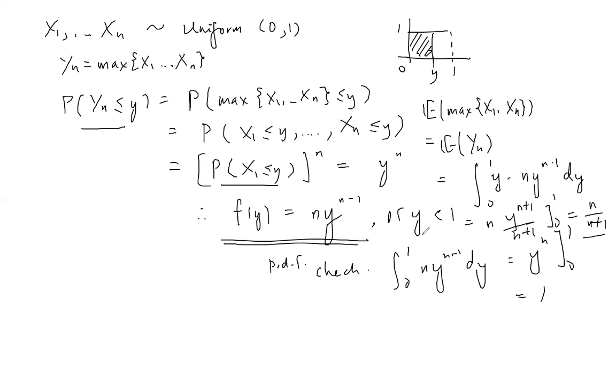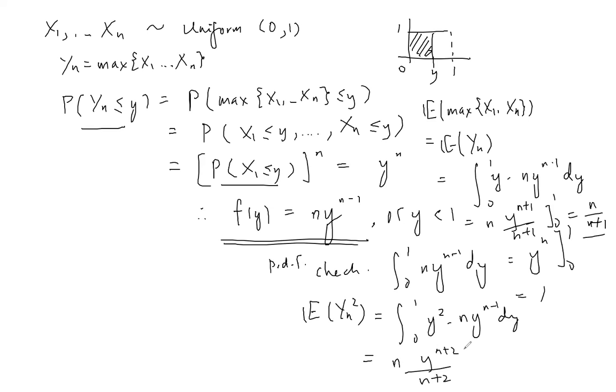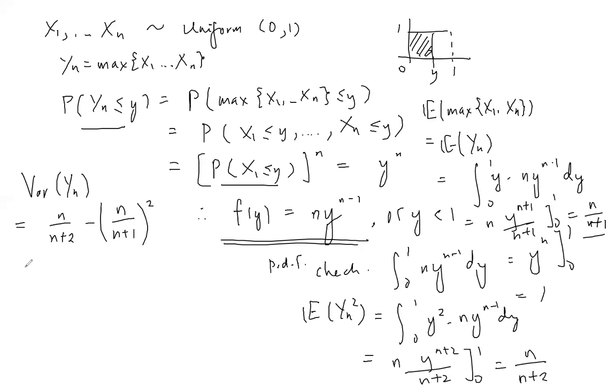And you can also find the variance, right? So you find the second moment, y square and y. So this will be n over n plus 2. So your variance of yn is the second moment minus the square of the first moment, right?